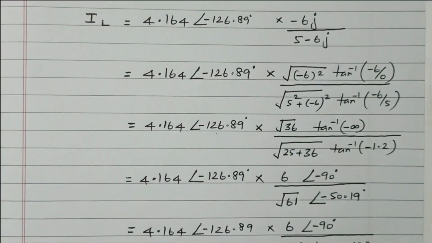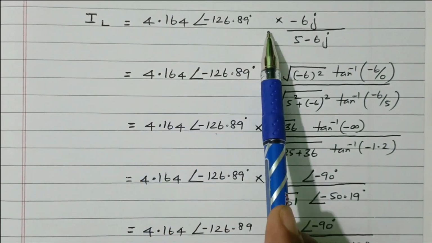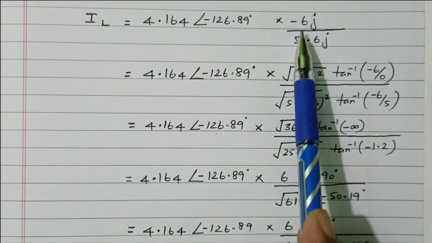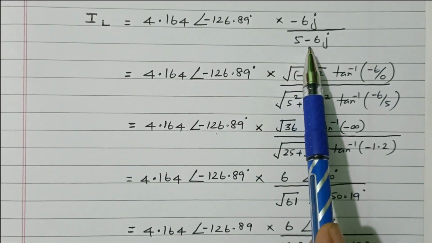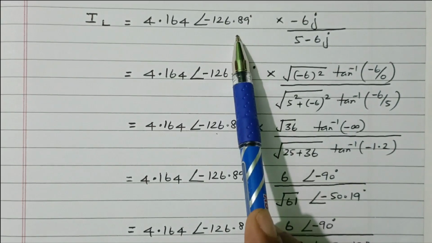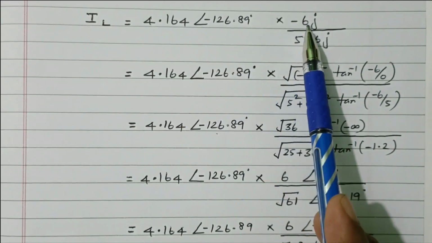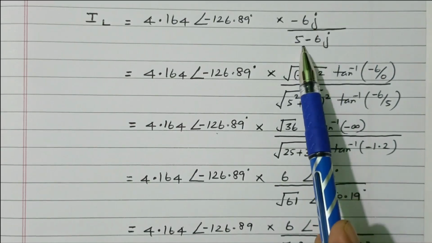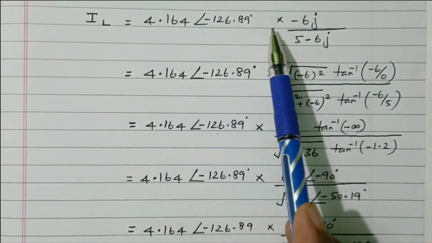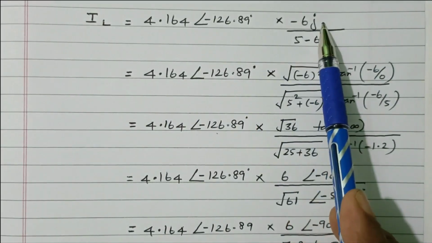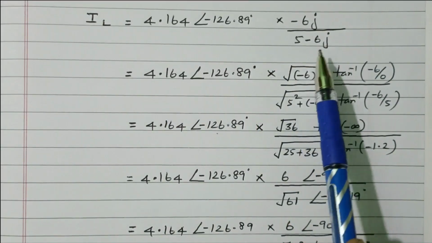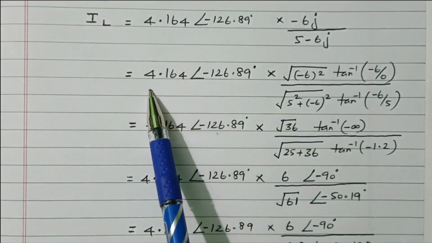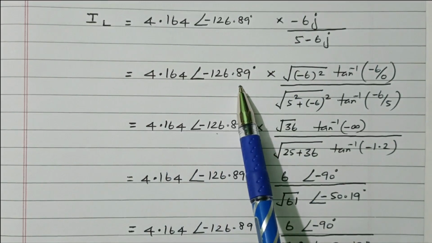So IL equals total current multiplied by other branch resistance, that is R Thevenin, Z Thevenin, divided by total resistance 5 minus 6J. In the current divider rule, multiplied by other branch resistor. In case of the voltage divider rule, multiplied by same branch resistance, right? So total current multiplied by other branch impedance divided by total impedance. So that is minus 6J divided by 5 minus 6J, right? So this is given.